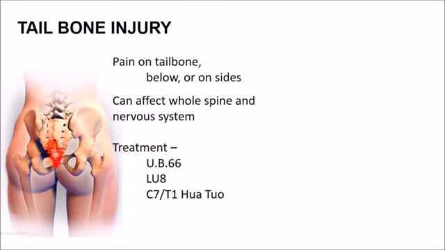Palpate the tailbone itself, below it and to its side. I do this over the patient's underwear, which is psychologically more comfortable for the patient. The treatment points for tailbone pain are UB66, lung 8, and C7 T1 Huatou. These can be on either side, on both sides, and any one or combination of the points may be needed.